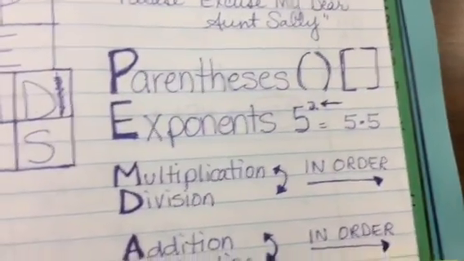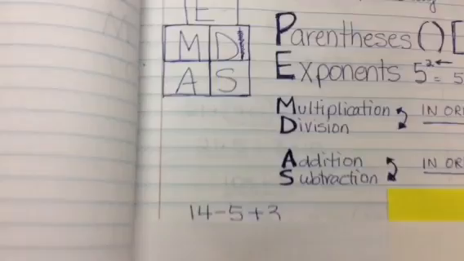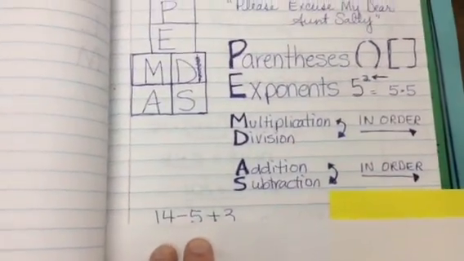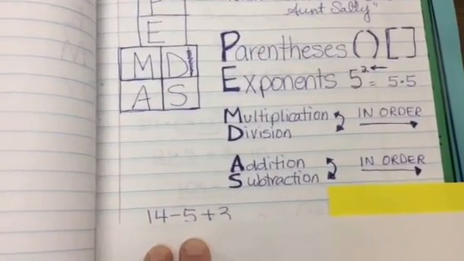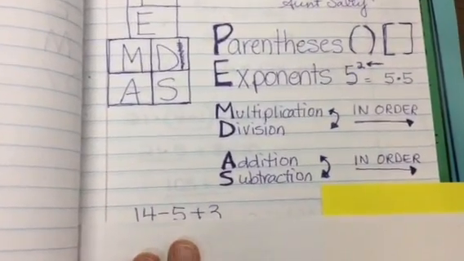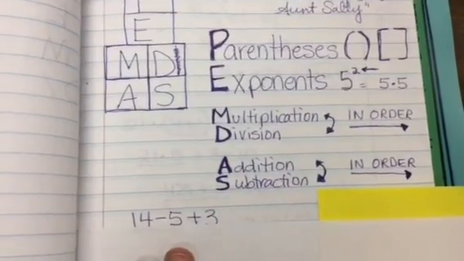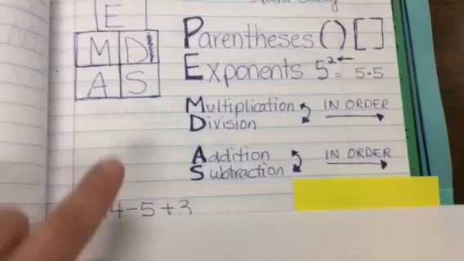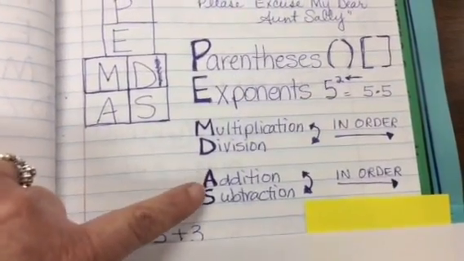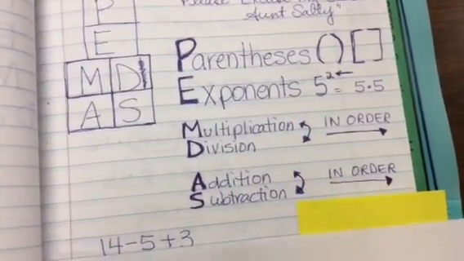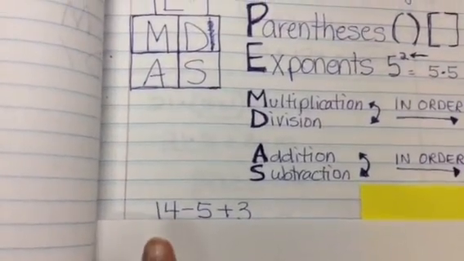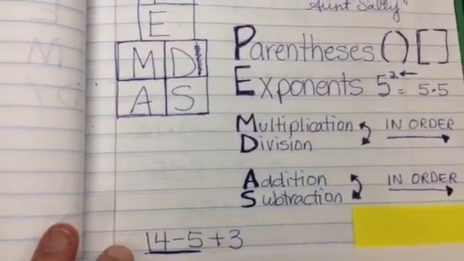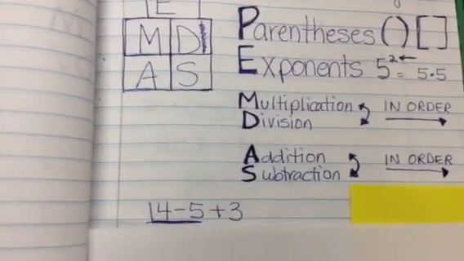Okay, the first question that we're going to talk about is 14 minus 5 plus 3. Okay, I don't see any parentheses, so we can skip that. There's no exponents, so we can skip that. There's no multiplication or division, so we're going to go straight to addition and subtraction. Please notice, even though it says the A and the S first, we're going to do them in order from left to right. So subtraction occurs first, so we're going to do that subtraction first. So you underline the part that you're going to do first.